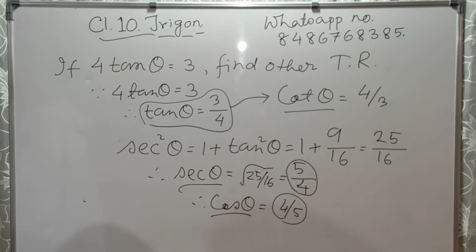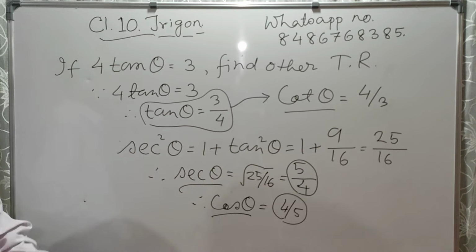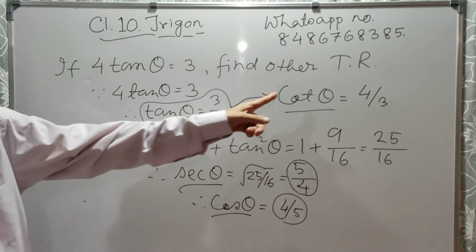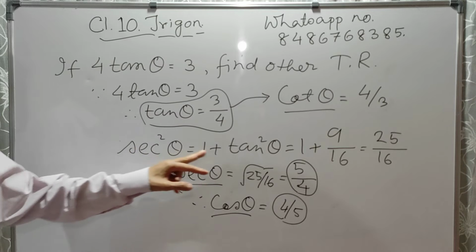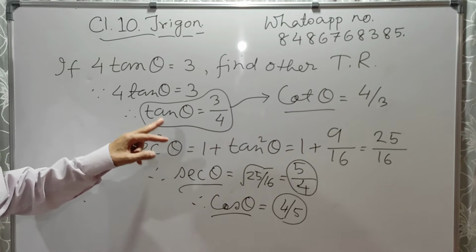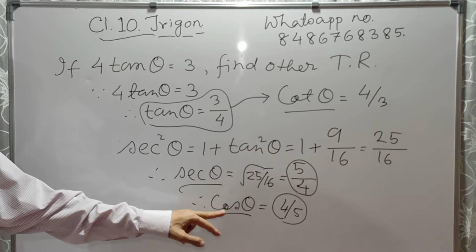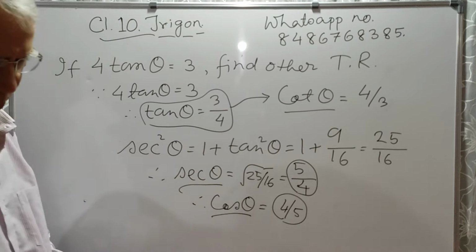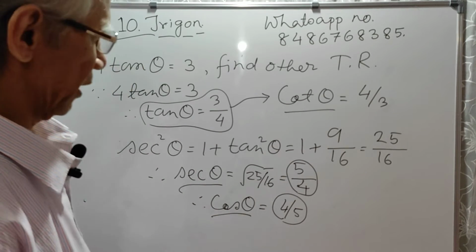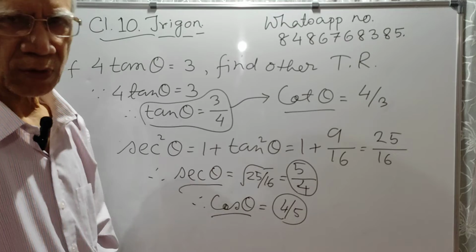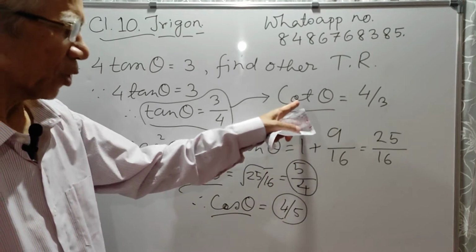Now what is left? Yes, now only sine and cosec are left. So tan was given, we found cot, then using this formula we found sec, then from sec we found cos. Now let us find out sine. Now cot is related to cosec, so we can find out cosec from cot.